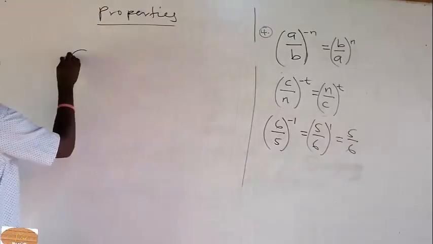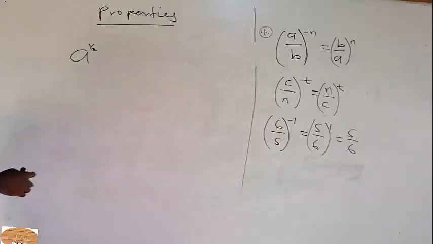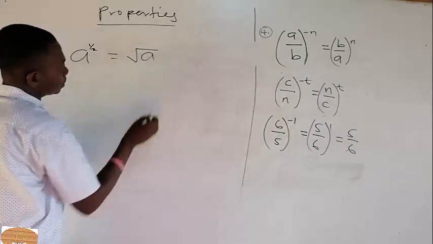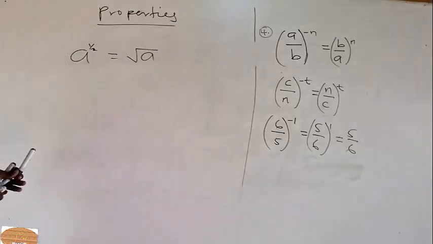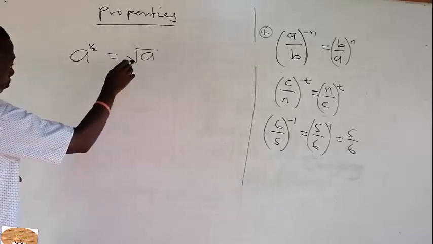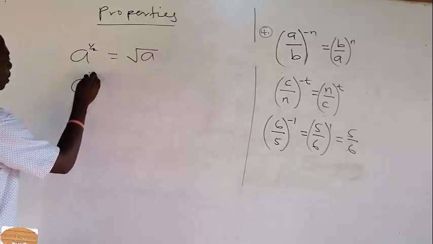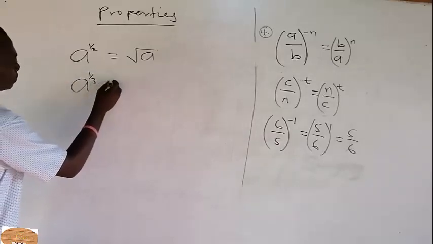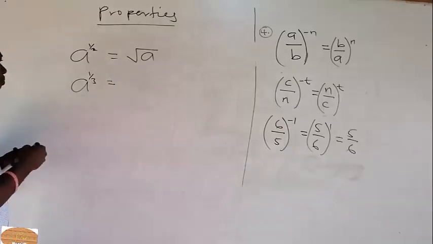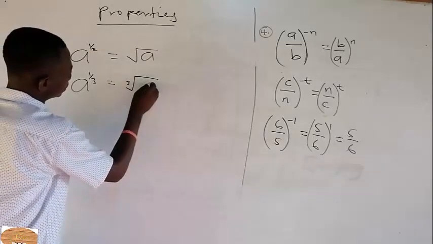So in here we have a to the power half. So a to the power half is the same as square root of a. Don't forget this one. So every time you see a to the power half, it is the same as square root of a. Now a to the power 1 over 3, this one is the same as cube root of a. So this one is this.